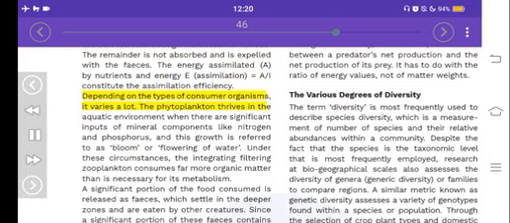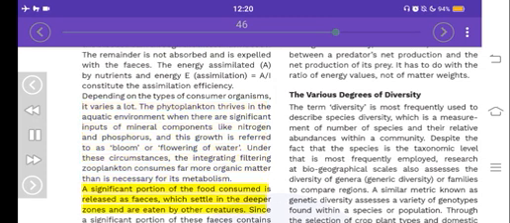Depending on the types of consumer organisms, it varies a lot. The phytoplankton grow when there are significant inputs of mineral components like nitrogen and phosphorus, and this growth is referred to as bloom, or flowering of water. Under these circumstances, the filtering zooplankton consumes far more organic matter than is necessary for its metabolism.